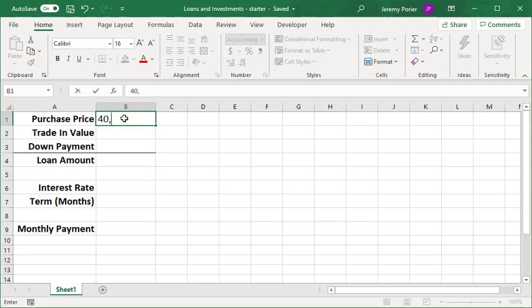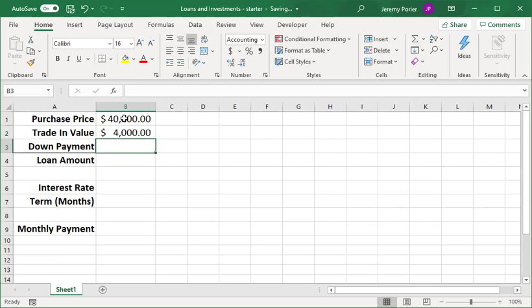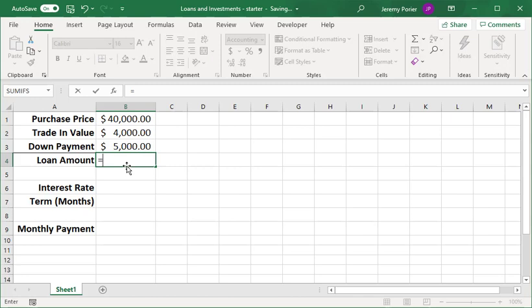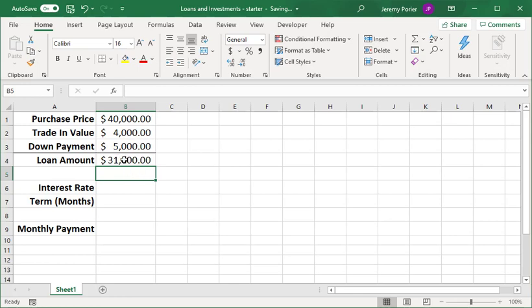Let's say we've got a purchase price of $40,000 and we have a vehicle that we can trade in for $4,000. And we decide that we're going to put $5,000 down. And so what that should do is make the loan amount equal to the purchase price minus the trade-in value minus the down payment. And that gives us a loan amount, the money that we need to borrow from the bank, of $31,000.